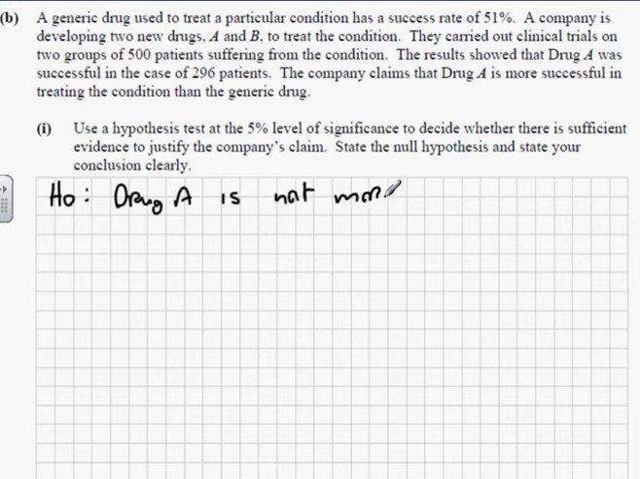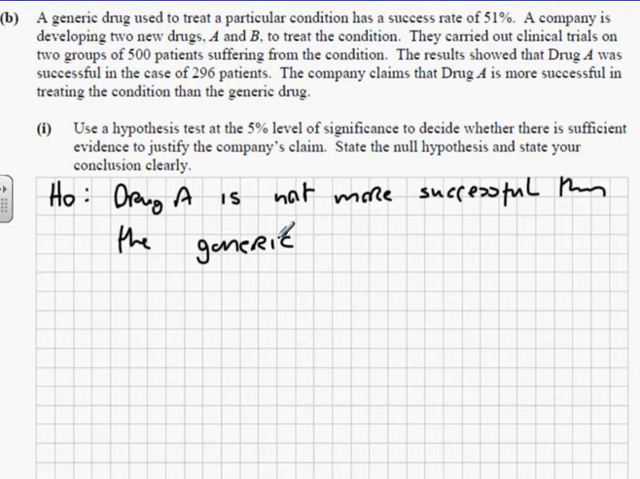No, it is not more successful. Nothing has changed. Null hypothesis: nothing has changed. Alternative hypothesis: something has changed. The drug company claims that it was successful in the case of 296. Yeah, so the null hypothesis is that drug A is not more successful than the generic drug. Would you like me to explain that, please?